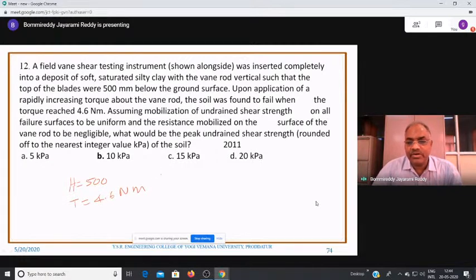Assuming mobilization of undrained shear strength on all failure surfaces to be uniform and the resistance mobilized on the surface of the vane rod to be negligible, what would be the peak undrained shear strength of the soil? The question is about Cu. All the lines given in the question are generalized lines. What are the various parameters given? Height is given, torque is given, what is Cu, and the associated diagram is also given.